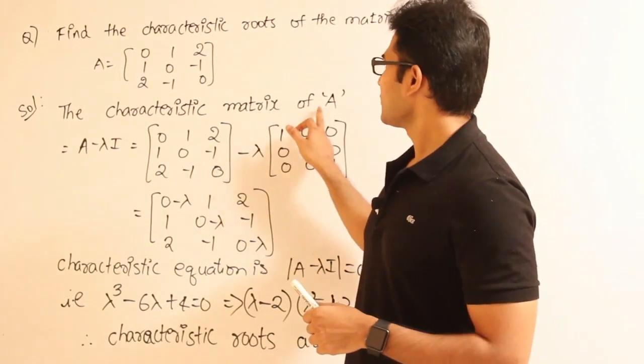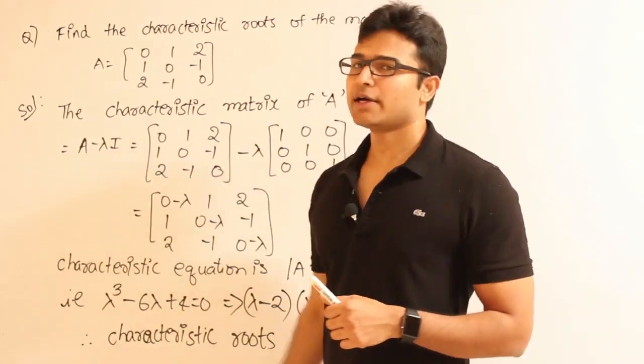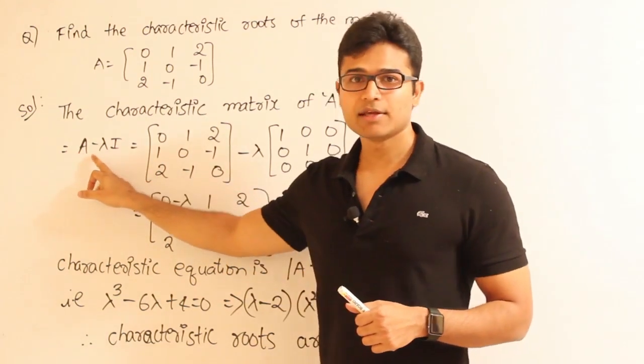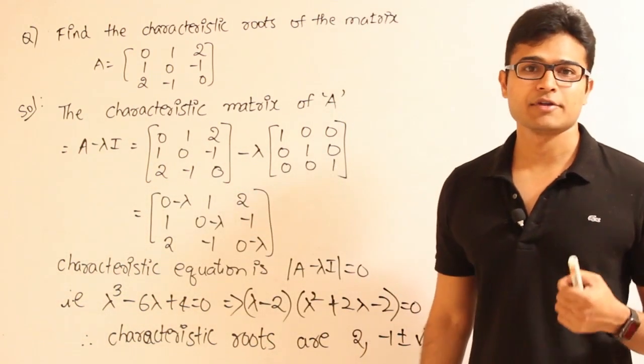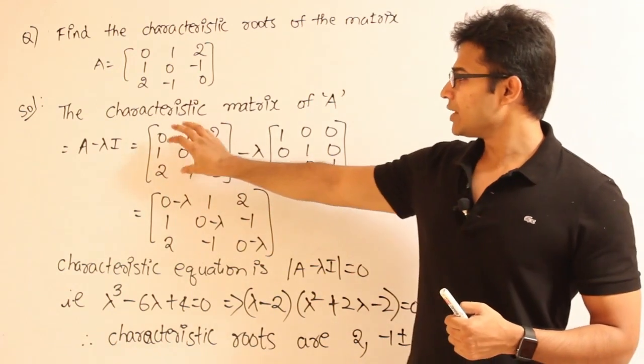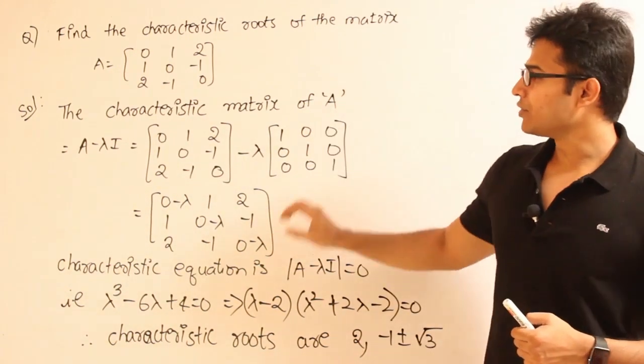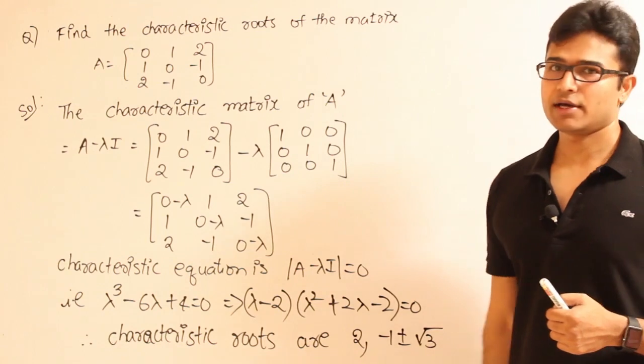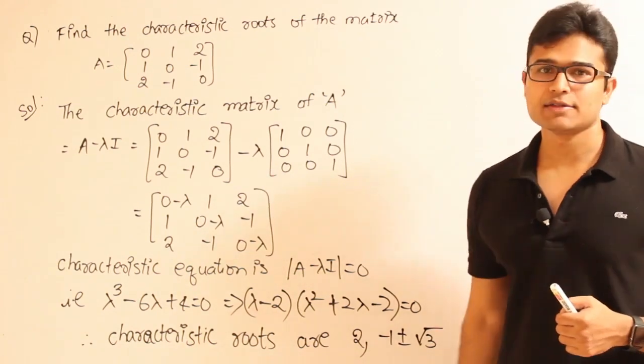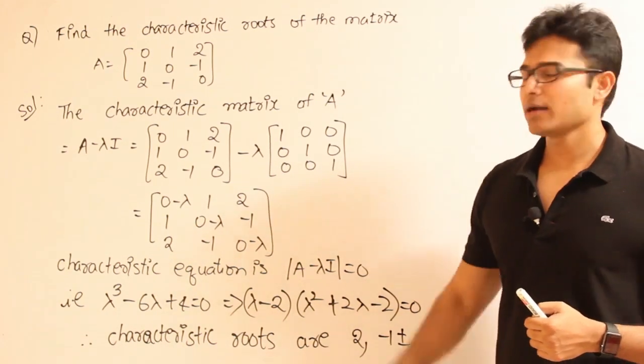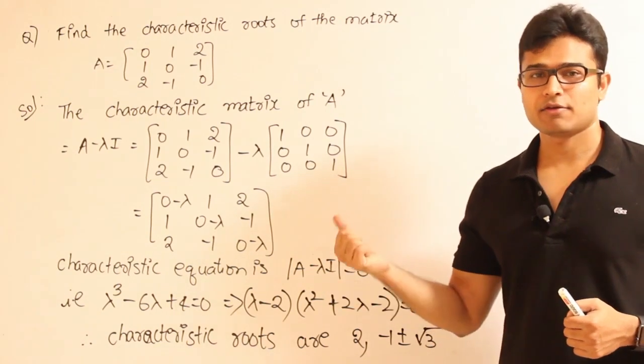The characteristic matrix of A is A minus lambda I. If A is the matrix, then A minus lambda I is nothing but the characteristic matrix. So A we know, and I we know. Now you write A minus lambda I. This is nothing but the characteristic matrix. Once you get the characteristic matrix, you have to write the characteristic equation.